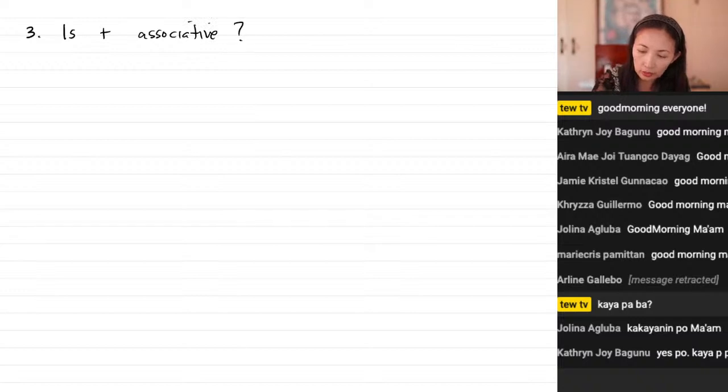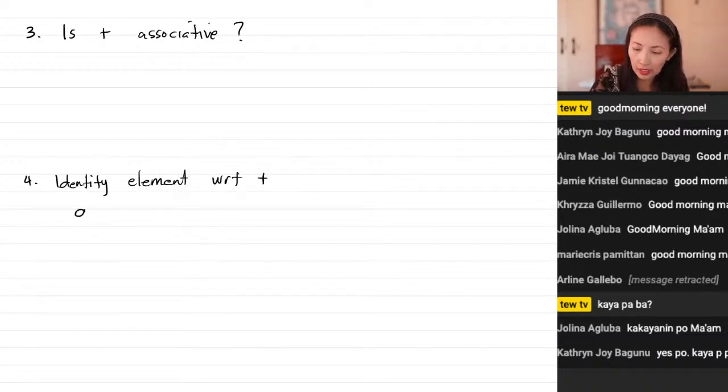Okay, I leave that to you. Number 4, identity element. Is there an identity element with respect to addition? By identity element, we mean A plus the identity element should be equal to A. So, 5m plus E is equal to 5m. What should that be? E is equal to 0.